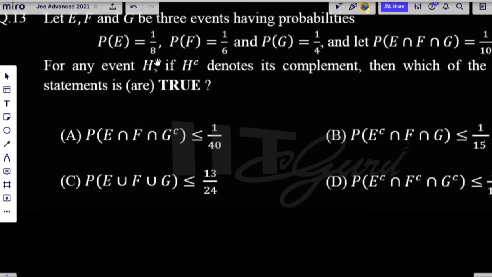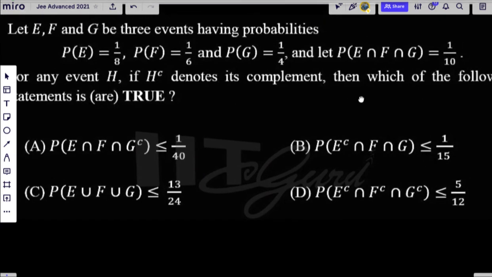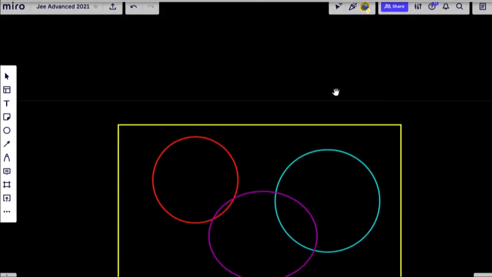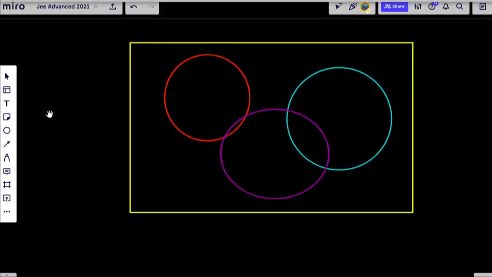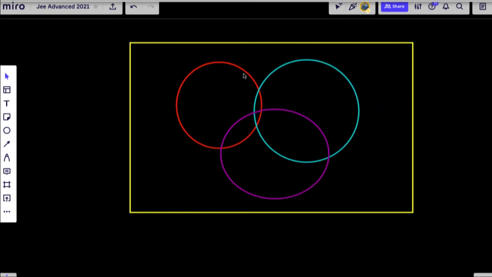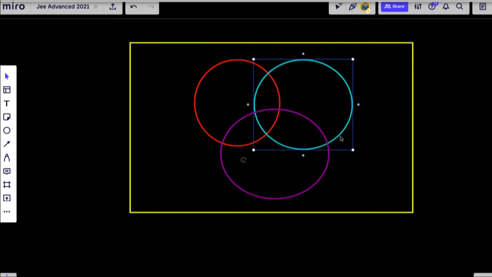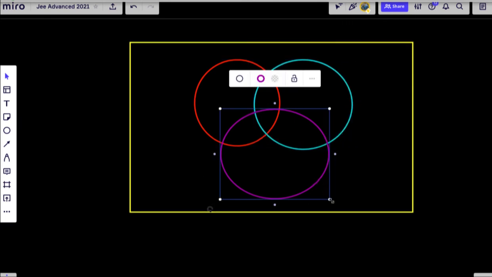So probability of E is equal to 1 by 8. It is given in the question, right? And 1 by 6 for F, and for G it is 1 by 4. E intersection F intersection G is 1 by 10. Okay, fine. So first of all, what we have to do, we first make this A, B, C or E, F, G this way, so that somehow the intersection is also there, A intersection B intersection C, like this.